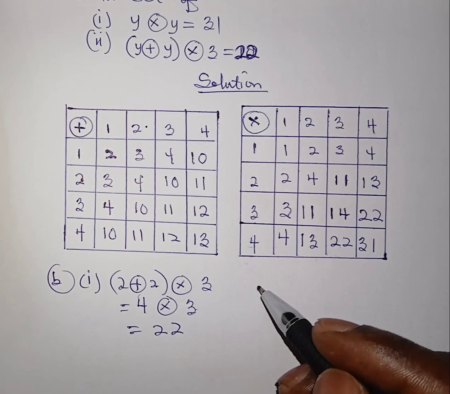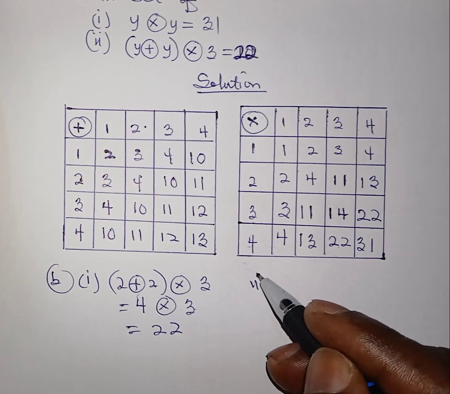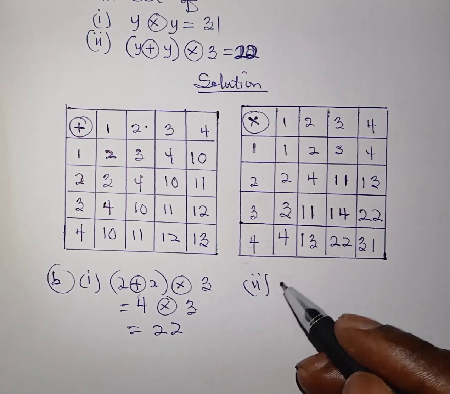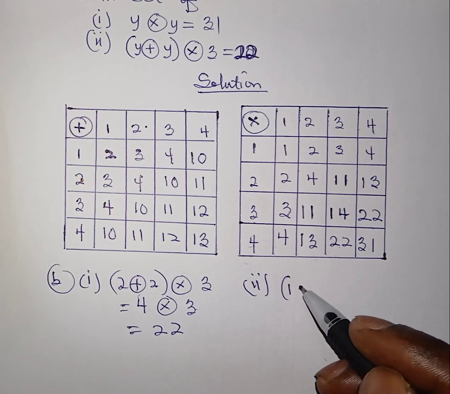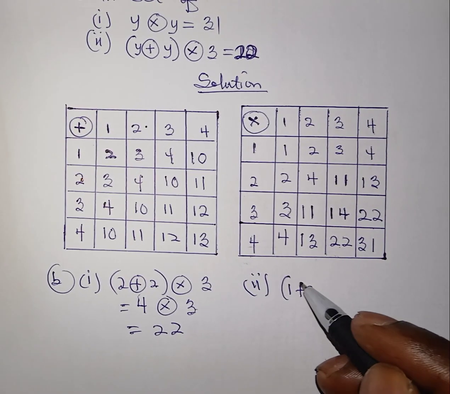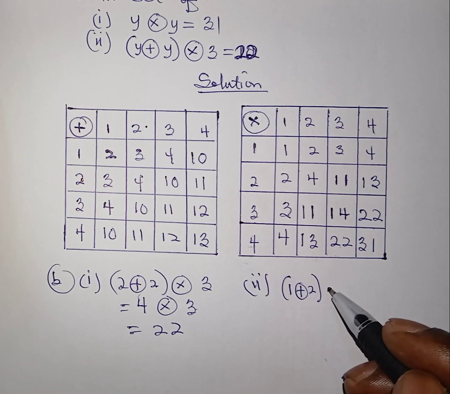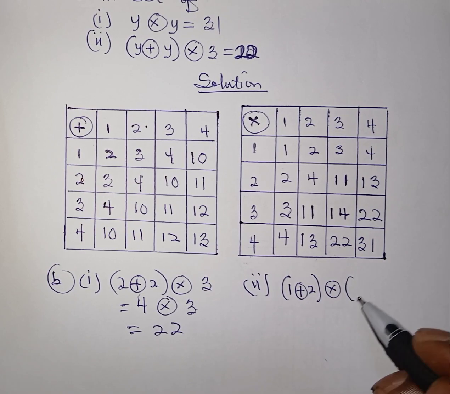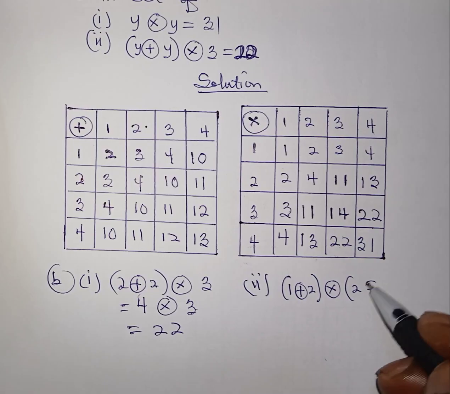So let's look at part II, which is 1 plus 2, times 2 plus 1.